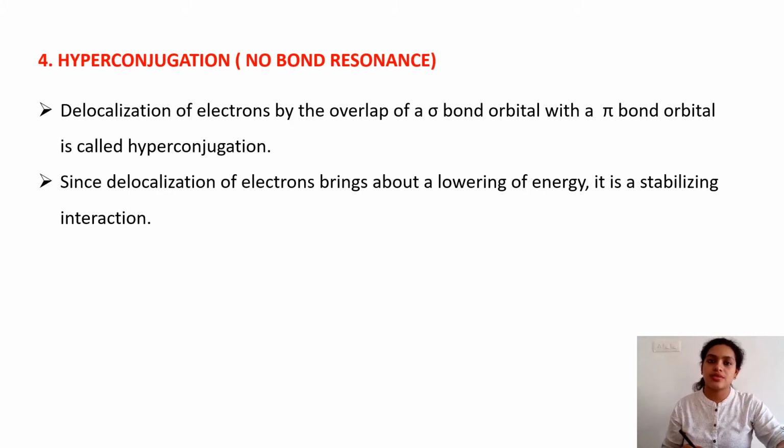In the last class, we have seen the resonance effect. In that, we have seen that resonance structures are obtained by the delocalization of pi bonds. Here, there is a difference. A sigma bond is in conjugation with a pi bond.